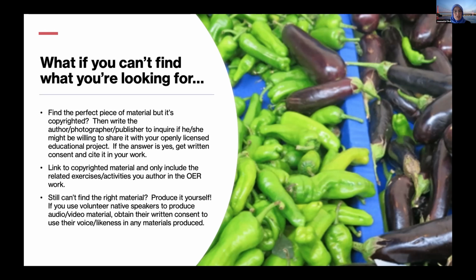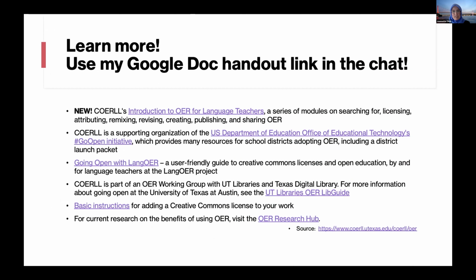If you still can't find the right material, produce it yourself. But if you're using volunteers in an audio lab or a video lab, make sure that you get consent from them to have their voice and their likeness used in the materials produced. And that is it. Again, my handout has lots and lots of links to helpful modules, seminars, and other kinds of resources related to open education, language learning, and ways to create materials.